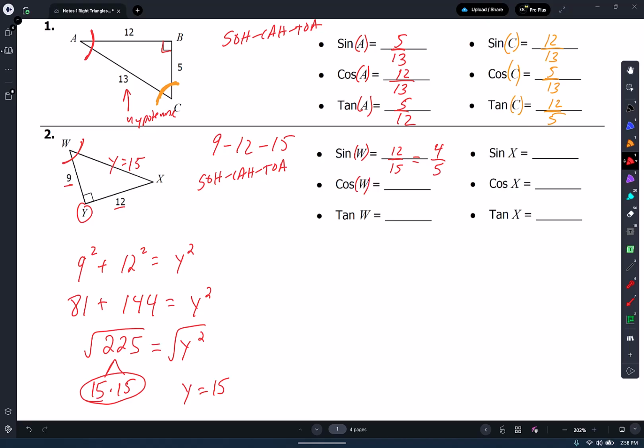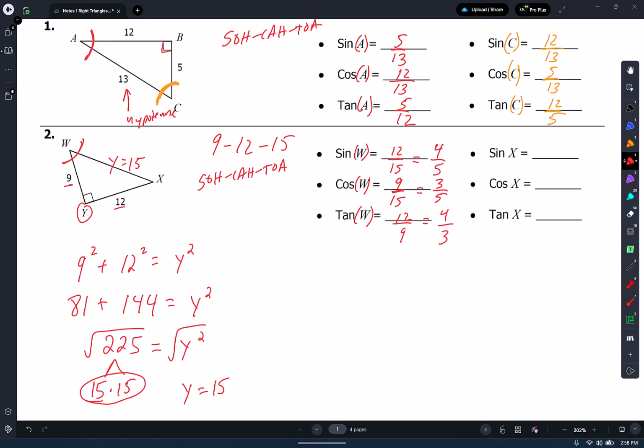Cosine W. So cosine W, so adjacent over hypotenuse, what's that going to be? 9 over 15. And 3 goes into 9. And 3 goes into 15, 5 times. All right, tan W, opposite over adjacent, what am I going to write? 12 over 9, and then 3 goes into 12, 3 goes into 9. There you go.